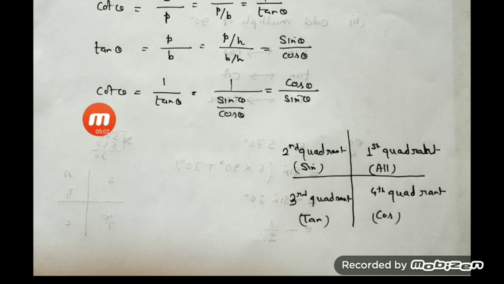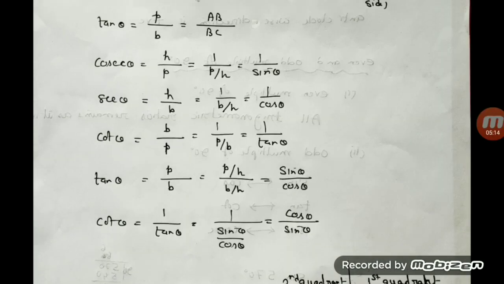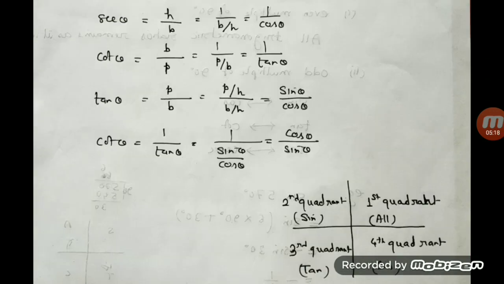Now go for cot theta. Cot theta, you know, is the reciprocal of tan theta. And if tan theta is equal to 1 by sin theta by cos... its reciprocal will be equal to cos theta by sin theta. So these are the simple preliminary things we have got in class 10. Okay, try to remember it.